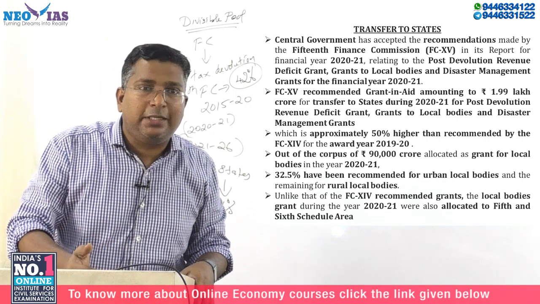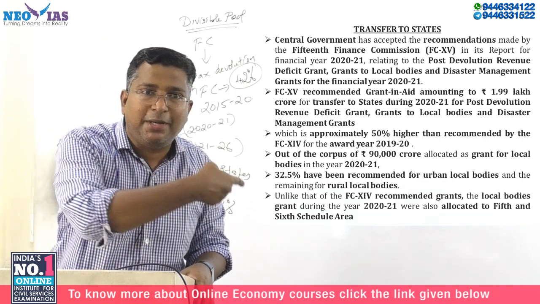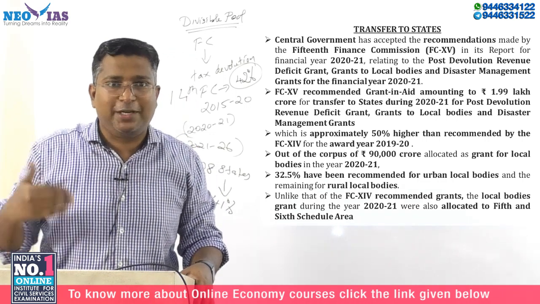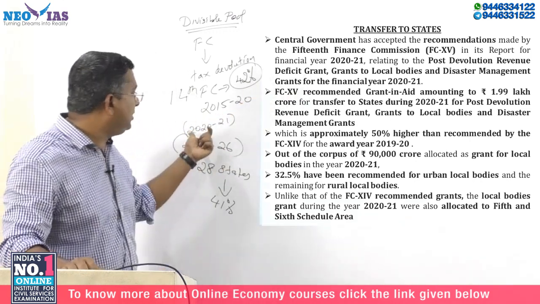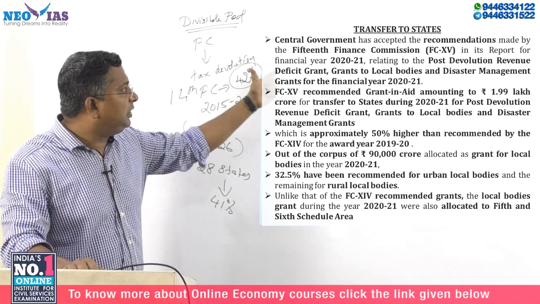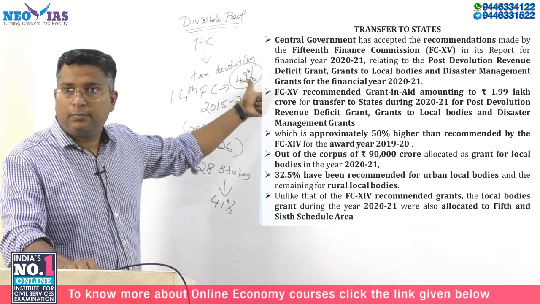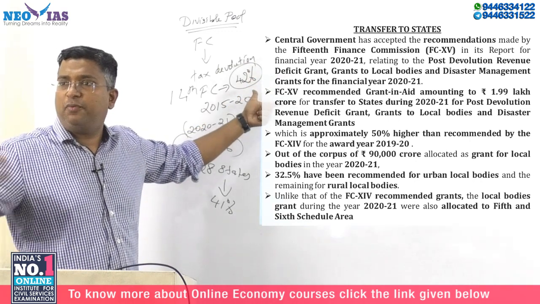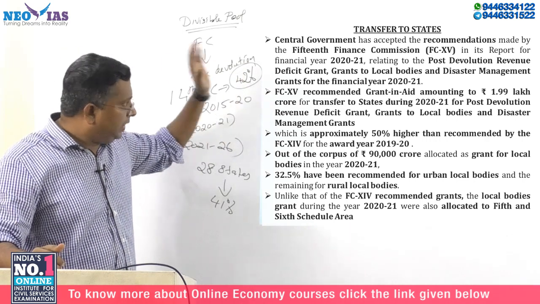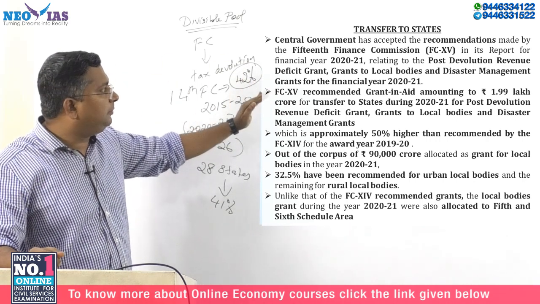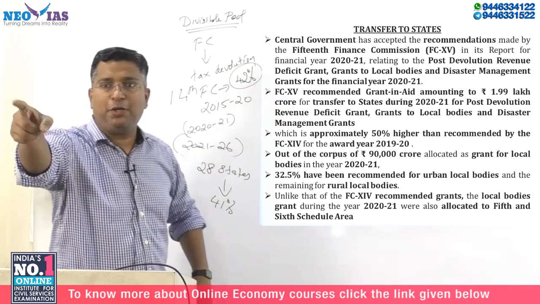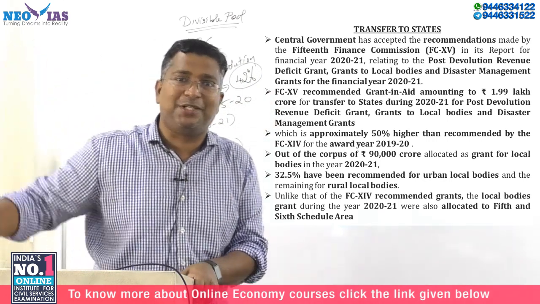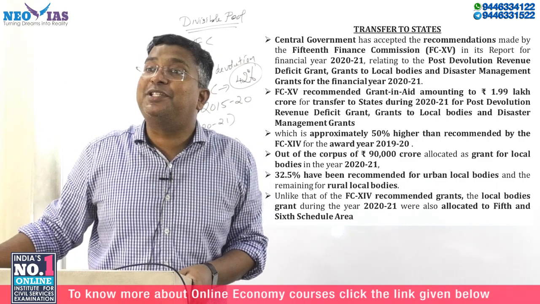See, the report presented in the budget is not mentioned in the economic survey. Okay, but in the report for the financial year 2021, normally the Finance Commission always gives for 5 years. So the economic survey says that the report for the financial year 2021 relates to the post-devolution revenue. Understand post-devolution. What is this post-devolution?